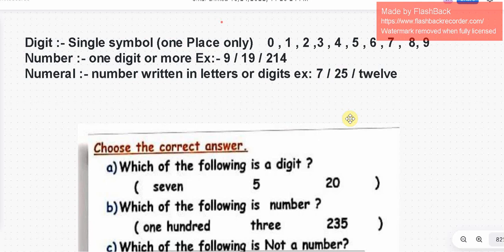Grade 4, we have studied before digit, number, and numeral. The digit is a single symbol, like from 0 to 9. All of them are digits. The number will be one digit or more, 9, 19, 214. The numeral is a number in letters or digits, 7, 25, 12.